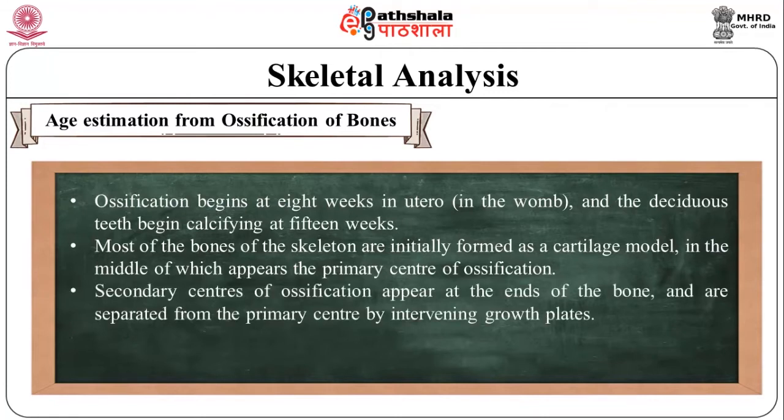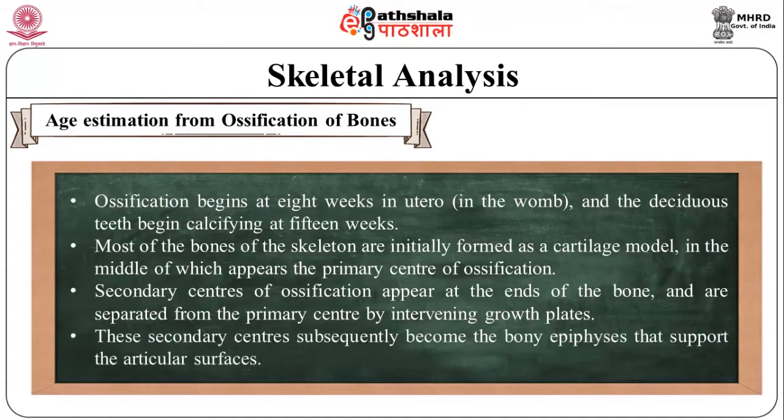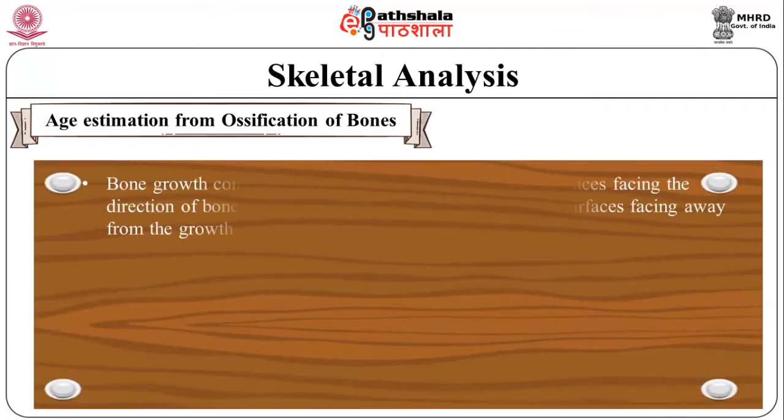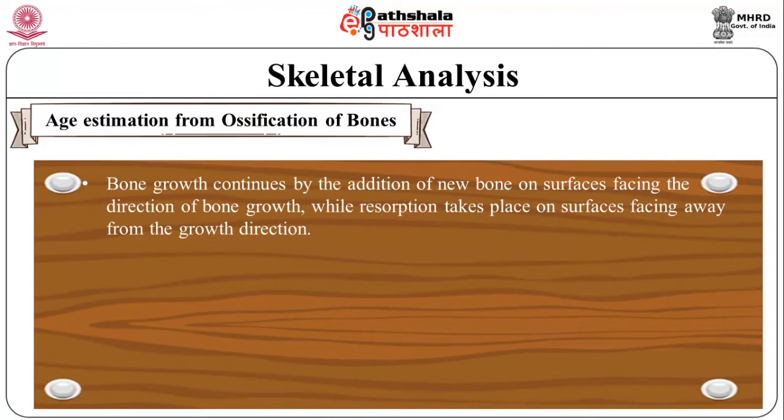Secondary centers of ossification appear at the ends of the bones and are separated from the primary center by an intervening growth plate. These secondary centers subsequently become the bony epiphysis that supports the articular surfaces. Bone growth continues by the addition of new bone on the surface facing the direction of bone growth, while resorption takes place on the surface facing away from the growth direction.